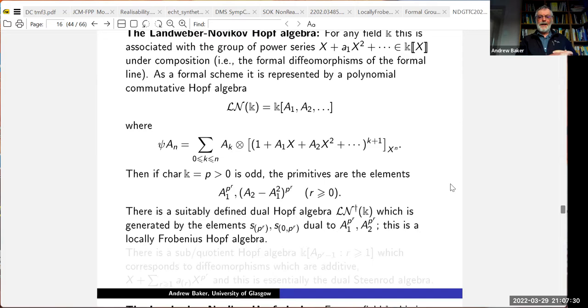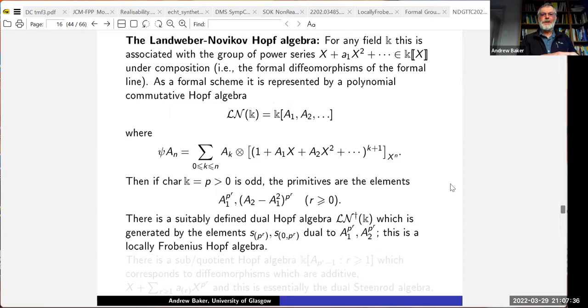And then another kind of example, this one is well known to certain topologists, certainly Jack Morava knows about this, but it also crops up in lots of places in algebra. This is what topologists call the Landweber-Novikov algebra. And one place you find this is if you look at power series over some field, which begin with the variable, so x plus higher terms, and then you think about them under composition.